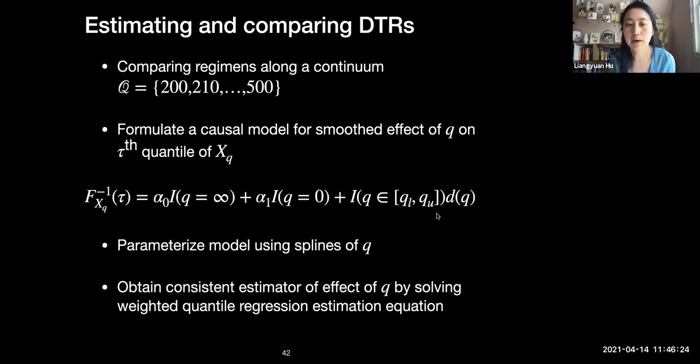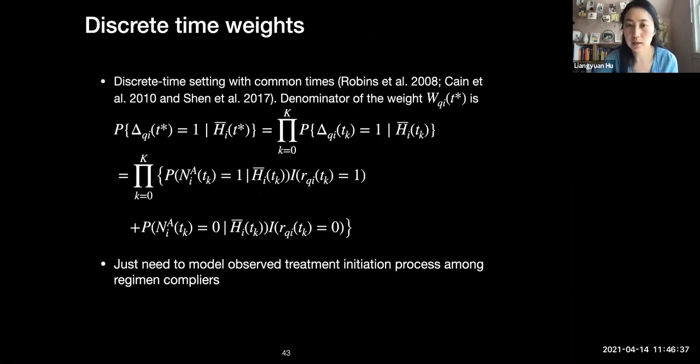And then we would have to obtain a consistent estimate of the effect of Q by solving the weighted quantile regression estimating equation. What should be the weights? Visits are not nicely aligned. Censoring happened all over the place. For the discrete time setting with common times, this work has been done.